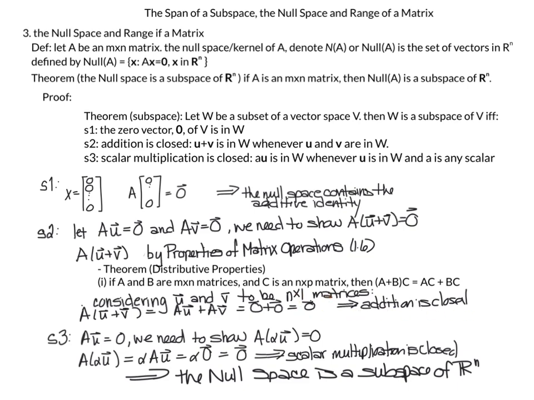Therefore, addition is closed. For S3, to show scalar multiplication is closed, we need to show that if A times the vector u equals 0, then A times alpha u is equal to 0. But here I'm using just properties of matrix multiplication. I can pull out the alpha. Again, this is from matrix multiplication. And then I have alpha times Au, which is just 0. So I get the 0 vector. And therefore, this null space satisfies S1, S2, and S3, and therefore is a subspace of Rn.